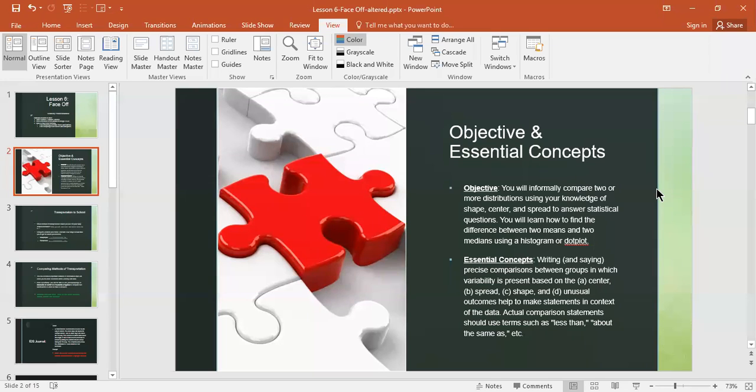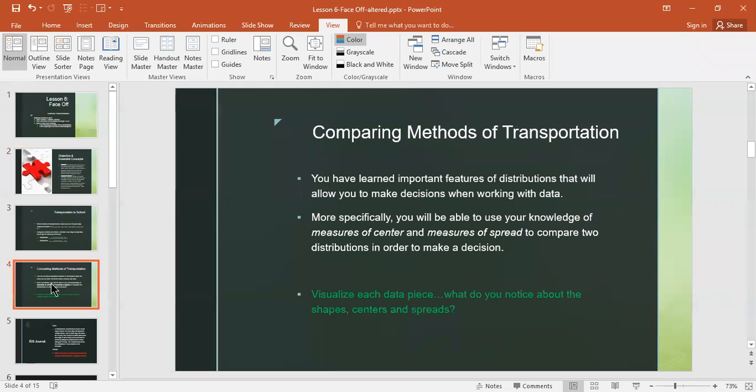So you're literally comparing the shapes, the centers, and the spreads of our data. So it's all about being able to not only find this information, but also compare and determine what each thing means for the distributions.